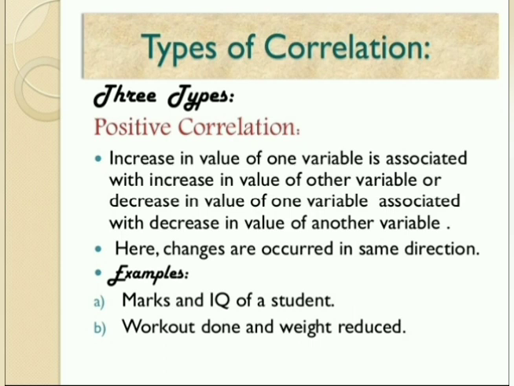Types of correlation. There are three types of correlation. First one, positive correlation. Increase in value of one variable is associated with increase in value of the other variable, or decrease in value of one variable is associated with decrease in value of the other variable too. Correlation between these variables is said to be positive. Here, changes occur in the same direction. Example, marks and IQ of a student. If marks of a particular student are more, then it's obvious that his IQ level is also good. Second, workout done and weight reduced.